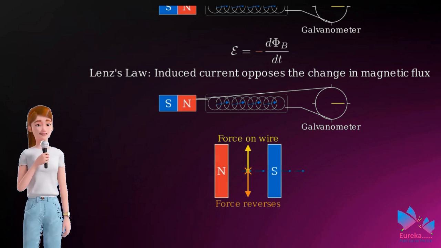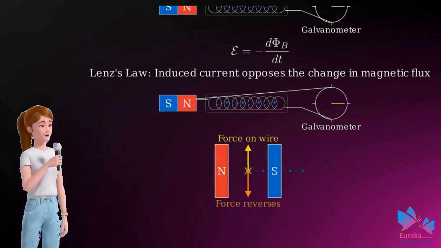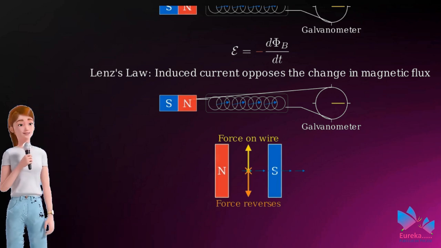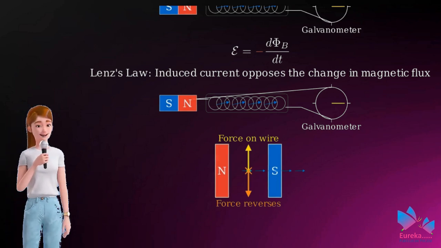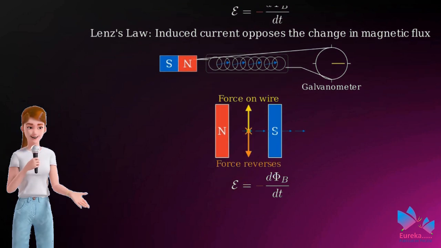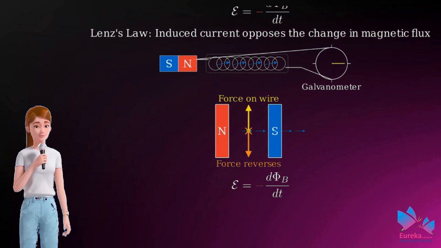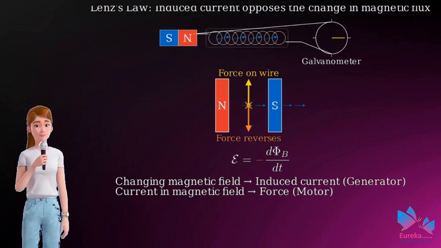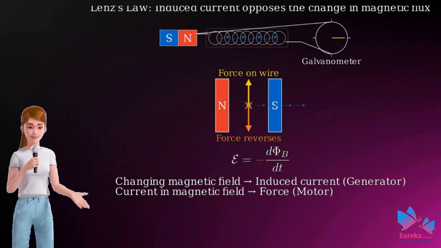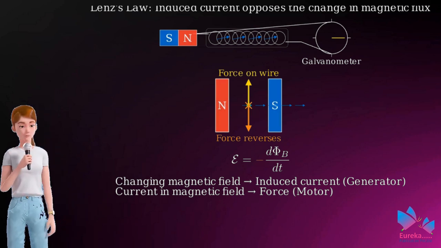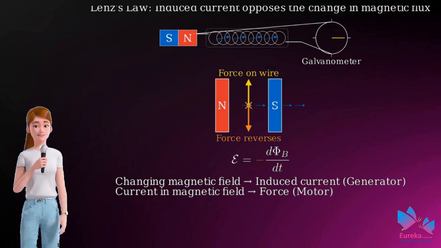To summarize, a changing magnetic field induces an electromotive force and therefore a current in a closed circuit. The direction follows Lenz's law, and the size depends on how fast the flux changes. Faraday's law says script E equals negative d phi B by dt. The motor effect is the reverse idea. A current in a magnetic field experiences a force, and reversing the current reverses the force direction. This is the basis of electric motors and generators.